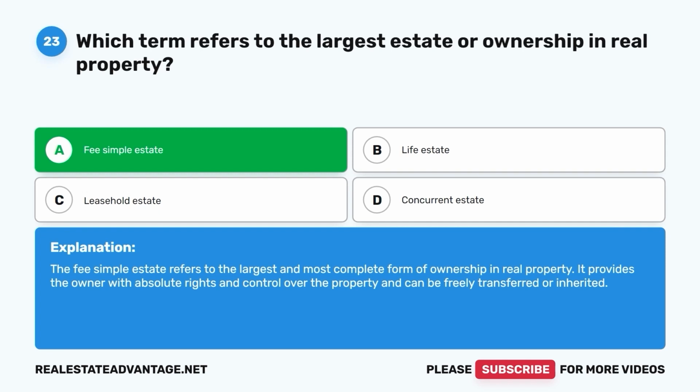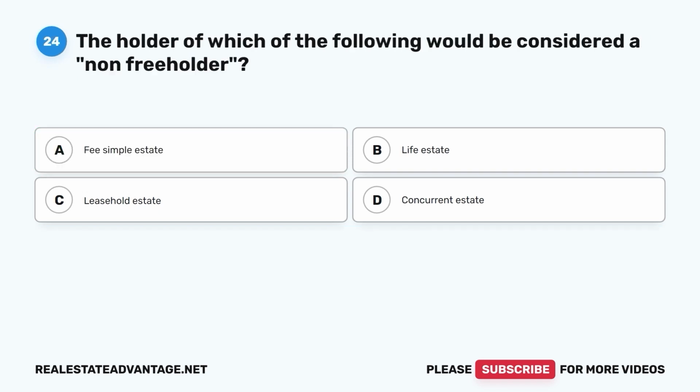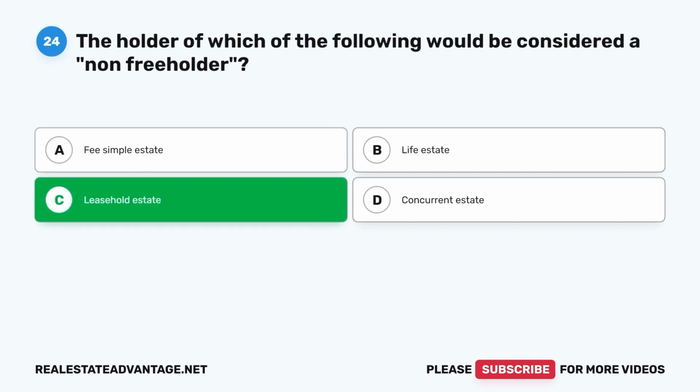It provides the owner with absolute rights and control over the property and can be freely transferred or inherited. Question 24. The holder of which of the following would be considered a non-freeholder? A. Fee simple estate. B. Life estate. C. Leasehold estate. D. Concurrent estate. The correct answer is C.